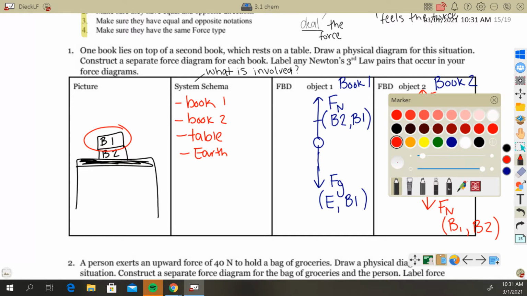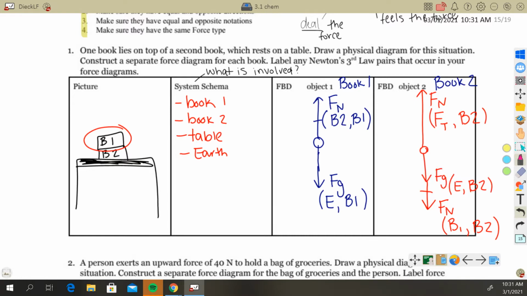All right. Earlier it said to highlight or circle our third law pairs. Our third law pairs is our force normal here and here. Equal and opposite. Force normal, book 2 is the dealer, book 1 is the feeler. Force normal, book 1 is the dealer, book 2 is the feeler. Equal and opposite. Does that make sense? So the dealer and feeler switched. It's the same type of force, and the lines for these 2 should actually be roughly the same size. Okay.